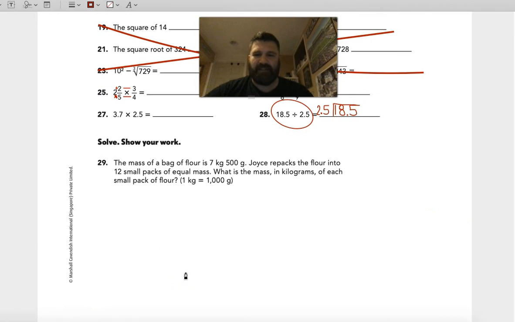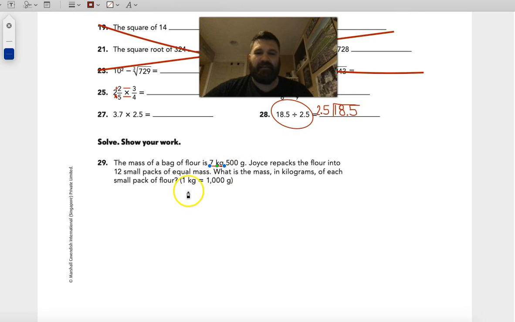Okay, number 29. The mass of a bag of flour is 7 kilograms, 500 grams. Joyce repacks the flour into 12 small packs of equal mass. What is the mass in kilograms of each small pack of flour? So 1 kilogram equals 1,000 grams. So right off the bat, it's telling you we want to know it in kilograms.